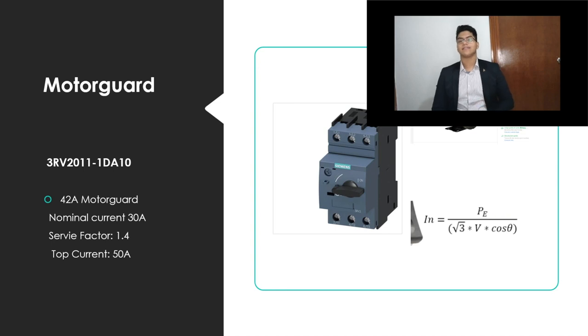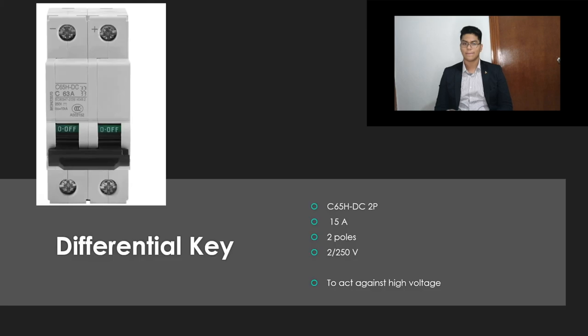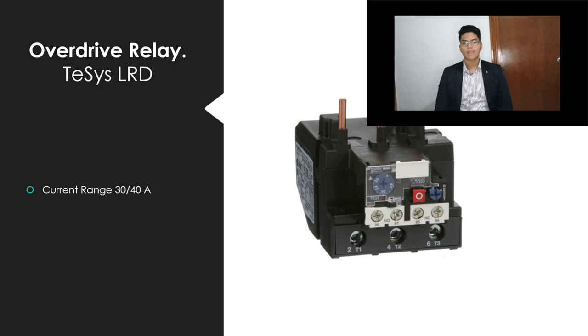The next one is the motor guard, which has a nominal current of 30 amperes and a service factor of 1.4. This gives us extra amperes if we have an overcharge from an insignificant external factor or due to the service timing. Then, the protection of the control circuit, the differential key, gives us a nominal current of 15 amperes and a voltage of 250 volts.